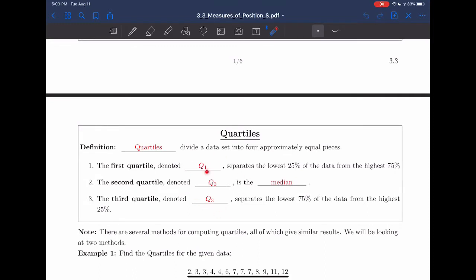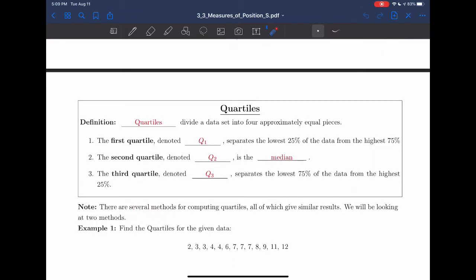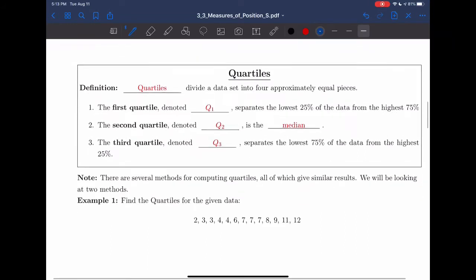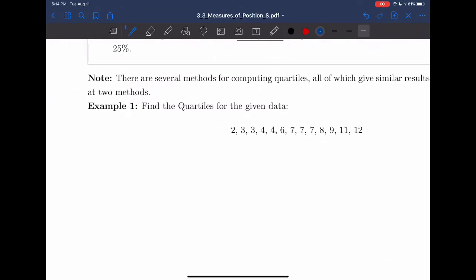So how do we compute this? Well, there are several methods for computing quartiles, and for this section, I'm going to show 2 ways. Let's consider this example. We want to find all of our quartiles, so quartile 1, 2, and 3. First, we arrange our dataset from least to greatest, but since that's already done for us, that job is done.